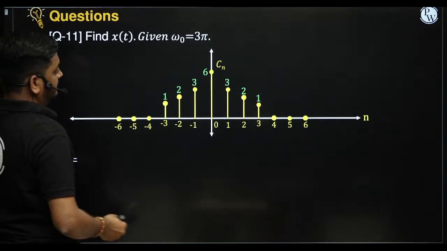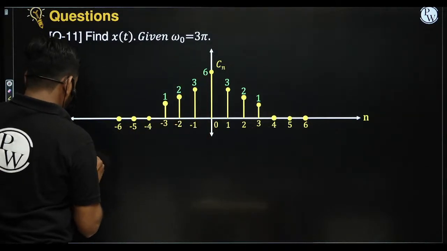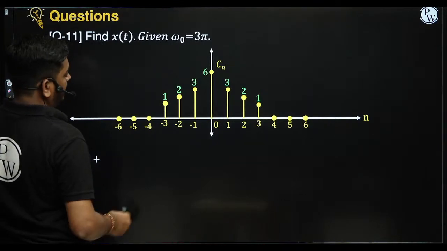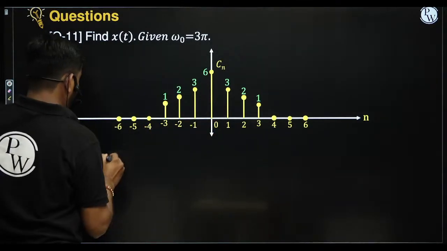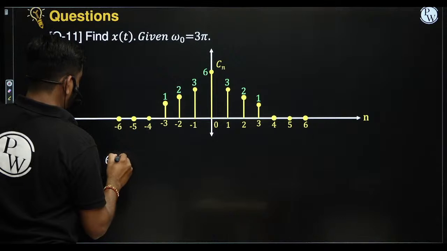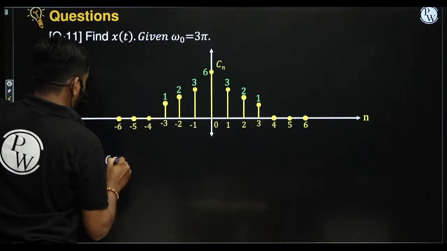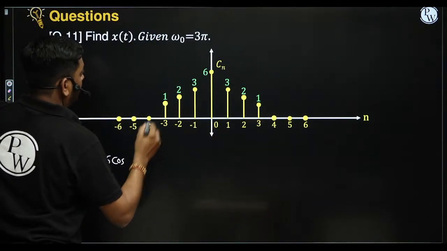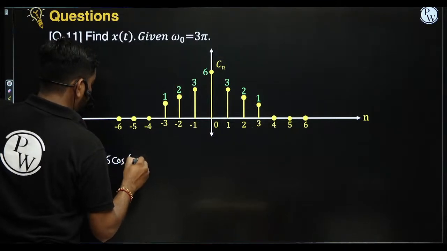X of t: C0 equal to 6. So this is 6, okay. This is 6 plus. Now cos will come into the picture. So 3 into 2 is 6, 6 cos n omega 0 t. N equal to 1, omega 0 is 3 pi, so it is 3 pi t.